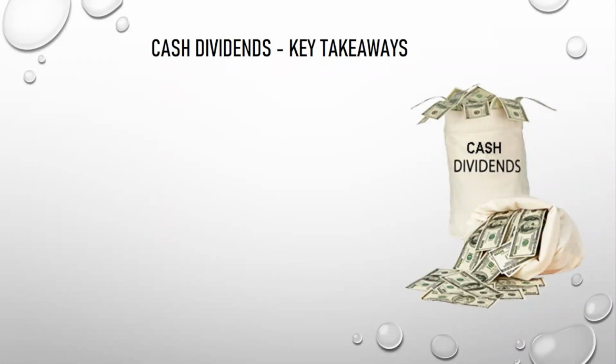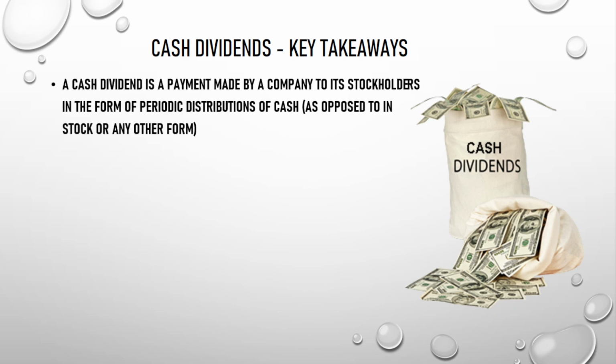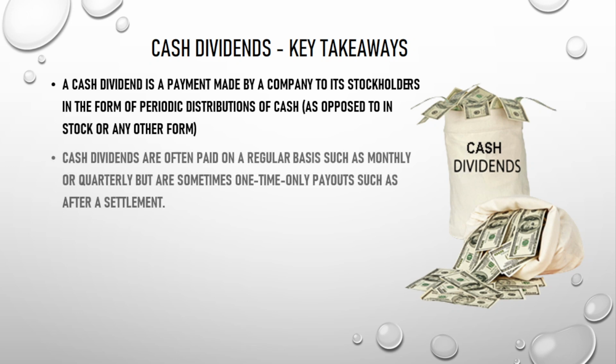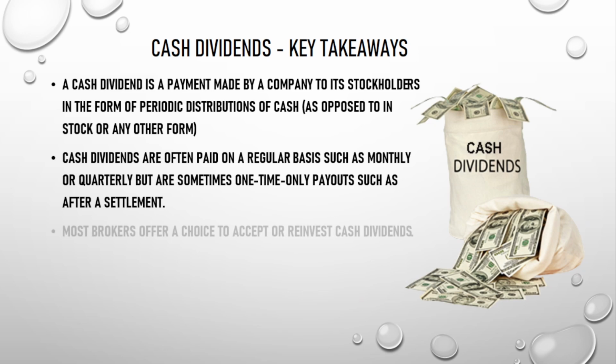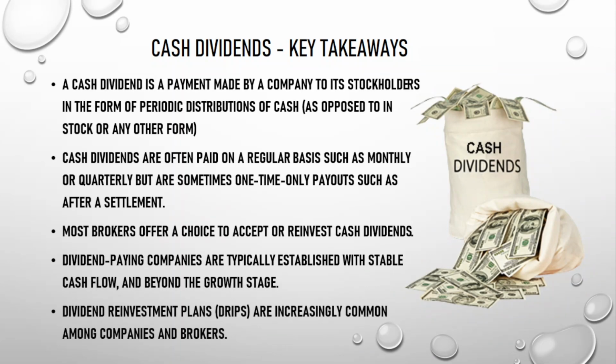I will read out the key takeaways of the cash dividend. A cash dividend is a payment made by the company to its shareholders in the form of periodic distribution of cash. The cash dividends are often paid on a regular basis, such as monthly or quarterly, but are sometimes a one-time only payout, such as after a settlement. Most brokers offer a choice to accept or reinvest the cash dividend. Dividend paying companies are typically established with stable cash flow and beyond the growth stage. The dividend reinvestment plans are increasingly common among the companies and the brokers.